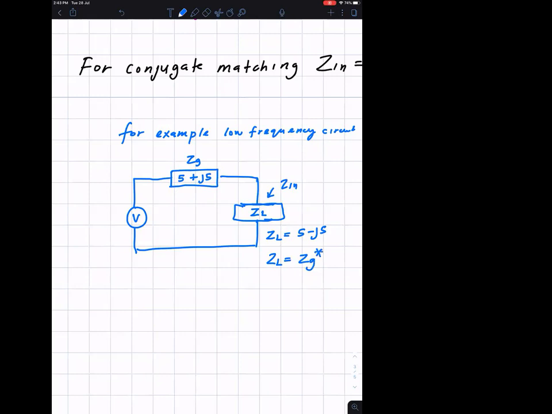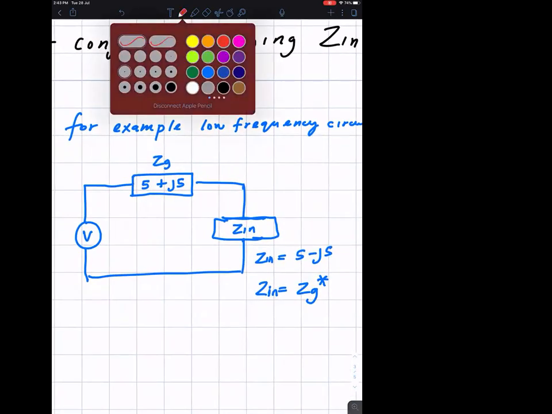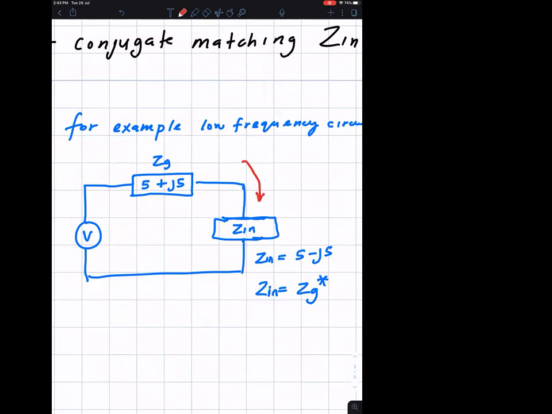Or in this case, if we call this Z in, Z in should be the conjugate of the source. If you want to get maximum power flowing to this load here, you want to have the conjugate.